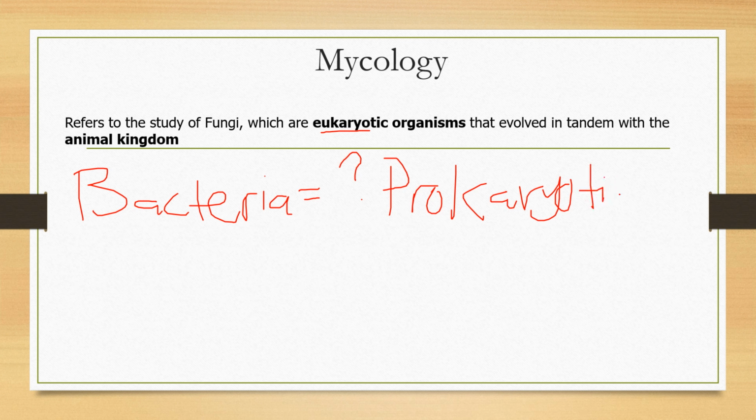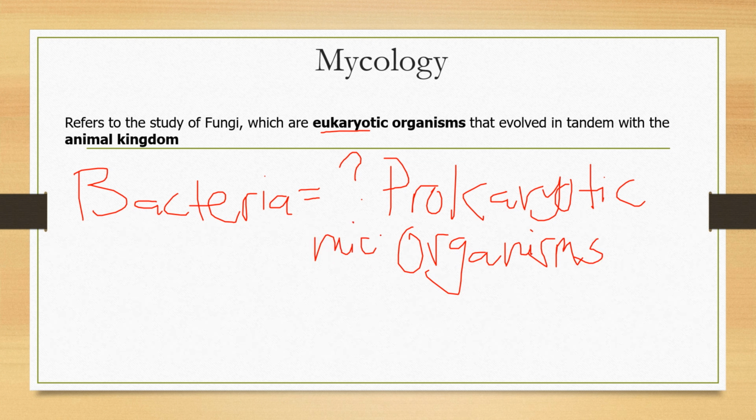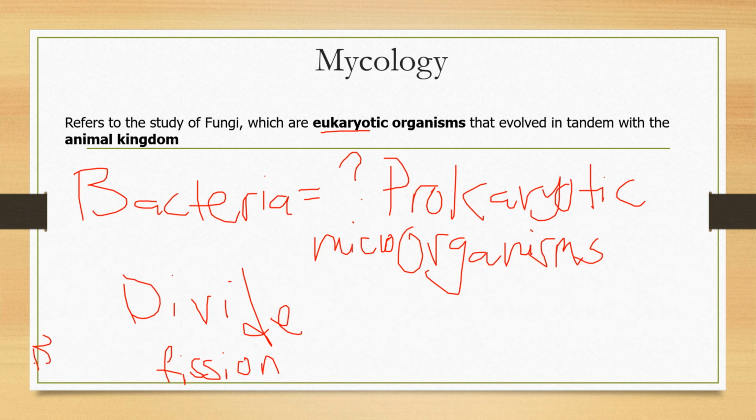If you still remember, they are prokaryotic microorganisms, and one of the key features of prokaryotic organisms is that they would divide by fission, specifically what we call binary fission. Didn't they ask in your bacteriology, or wasn't it discussed in your bacteriology, how do bacteria replicate or reproduce? They would reproduce by binary fission.